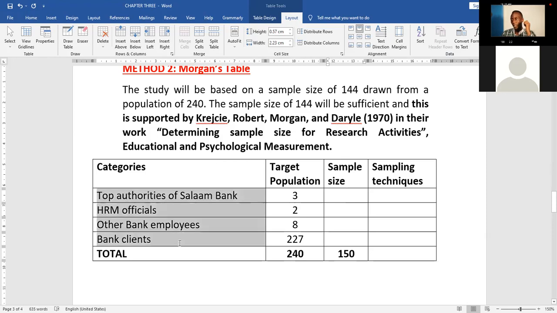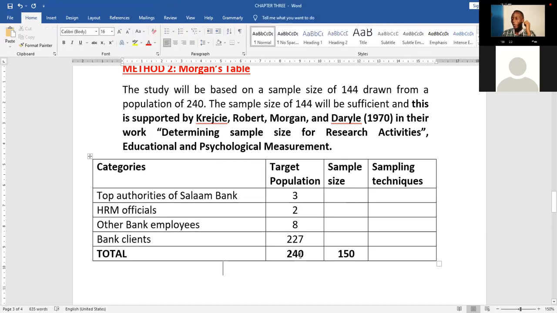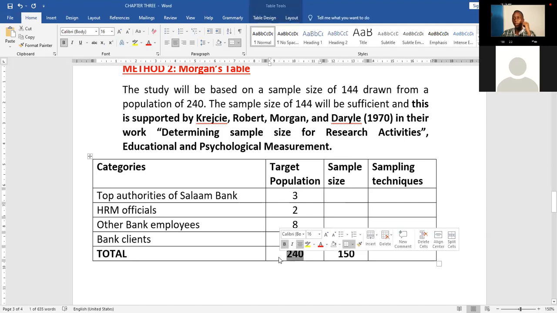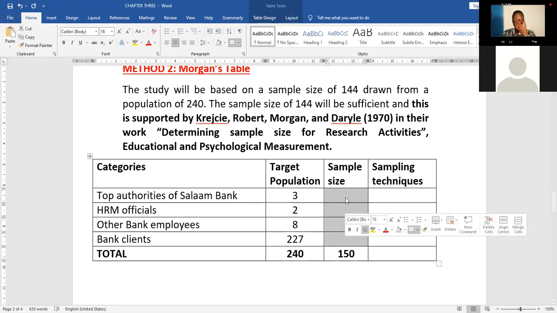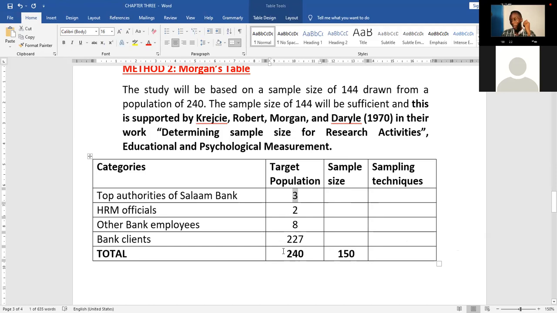You can see that. So now how do we get the sample sizes for these ones that we have here? To get the answer here, you get this one, divide by this, and then multiply by this. That is how we get individual sample sizes. You get 3, divide by 240, multiply by 150, and then you get the answer here. You get 2, divide by 240, then multiply by 150, then you get the answer here.